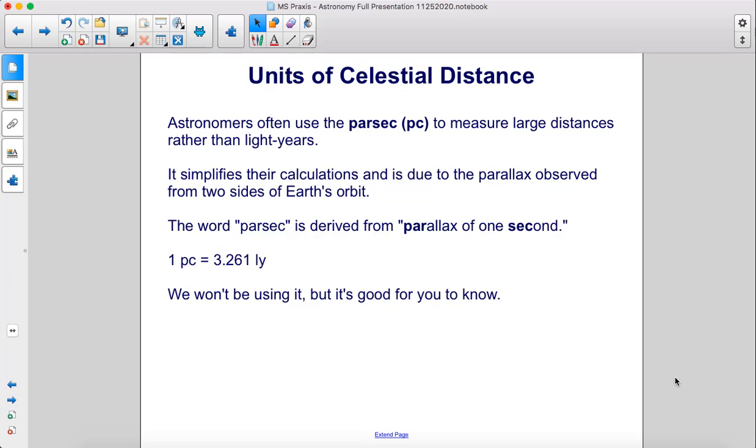Astronomers often use the parsec to measure large distances rather than light years. It simplifies their calculations and is due to the parallax observed from two sides of Earth's orbit. The word parsec is derived from parallax of 1 second. 1 parsec equals 3.261 light years. We won't be using it, but it's good for you to know.